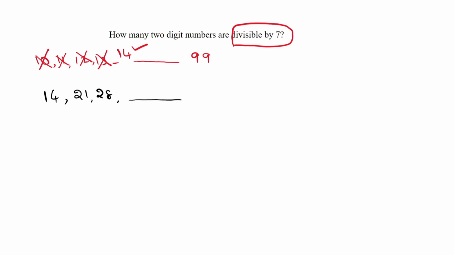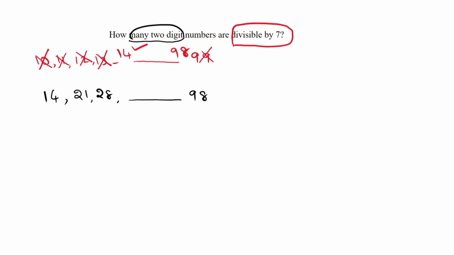Then what is the last term? Here the last two-digit number is 99, right? Let us check whether 99 comes in the 7 table or not. Obviously 99 won't come in the 7 table, so I'll move back to 98. Yes, 98 will come in the 7 table. So the last two-digit number which is divisible by 7 is 98. Now I have an arithmetic progression. In that the first term is there, I can find the common difference also, and the last term is there. Now he is asking how many terms are there like this.